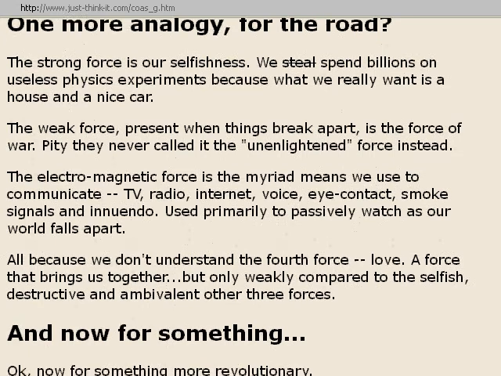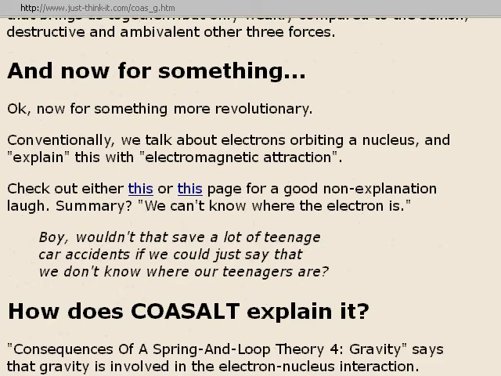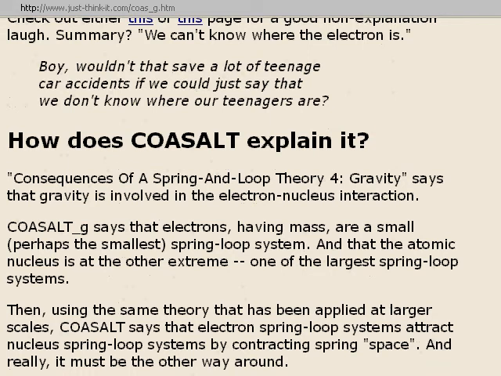And now for something more revolutionary. Conventionally, we talk about electrons orbiting a nucleus, and we explain this with electromagnetic attraction. Check out either of these 2 web pages for a good non-explanation laugh. Summary: We can't know where the electron is. Boy, wouldn't that save a lot of teenage car accidents if we could just say that we don't know where our teenagers are? How does COASALT explain it?